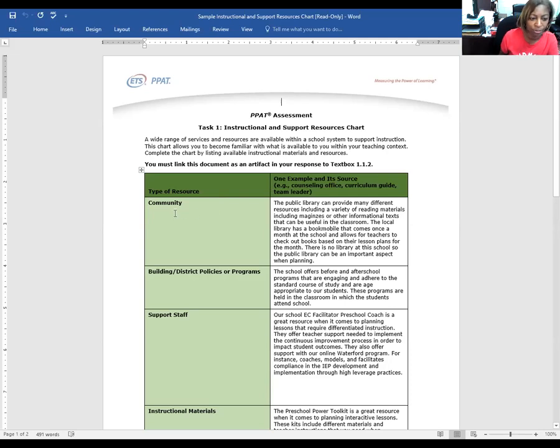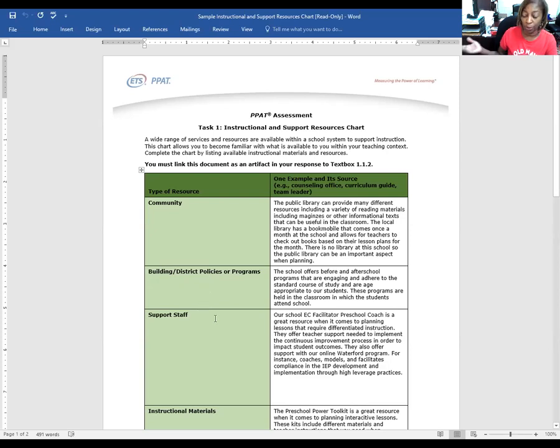The type of resource: community. It says list one example and its sources. For example, here, whatever it is that's in the community that you can take to your classroom. I will list more than one. Just look at your community and see what things are in your community that would be useful that you could take back into your classroom and use. Any resource. Building and district policies and programs: what policies and what programs have been implemented in your school system, in your school district, that will help your students to learn? Support staff.